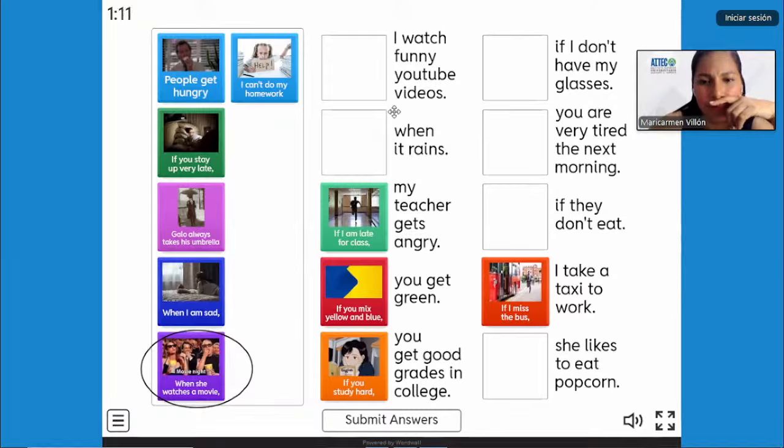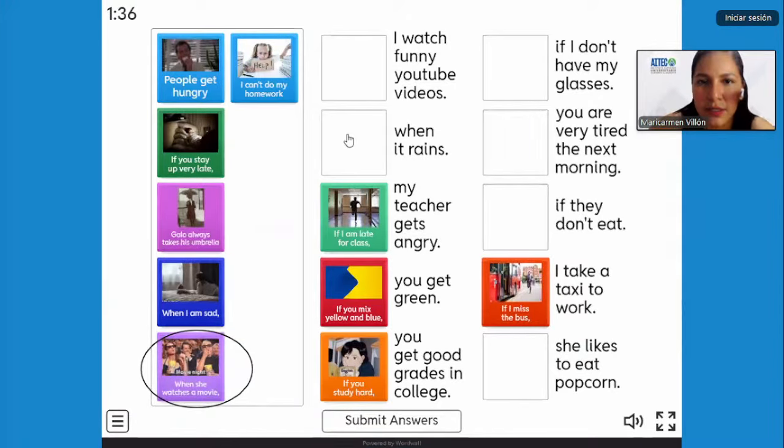¿Cuál? A ver, ahora lo que lo moví, déjame ver si los arreglé bien, que se me movió. If I am late for class, my teacher gets angry. If you mix yellow, ¿cuál está mal? You get green. If you study hard, you get good grades in college. If I miss the bus, I take a taxi to work. Ya revisamos esa. Okay, when she watches a movie.